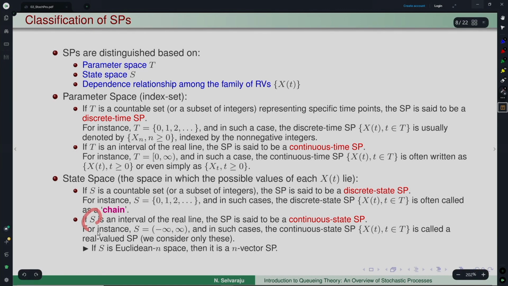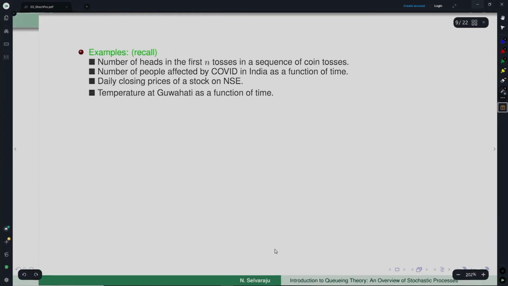Okay. If S is an interval of the real line, then it is called a continuous state stochastic process. In this case S could be even this, or non-negative real numbers, or whatever the number is. Now, if S is a Euclidean n space, then it is an n vector stochastic process. So, depending upon these two, one can have a discrete time, discrete state stochastic process, and the various four combinations you could have. That is one classification, that is okay.